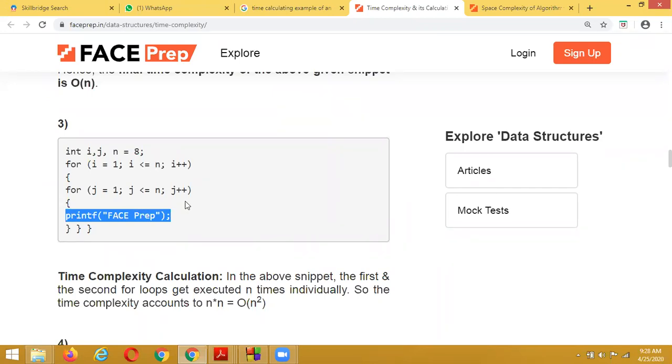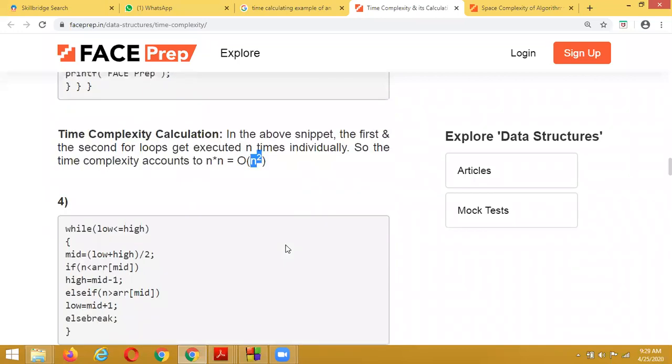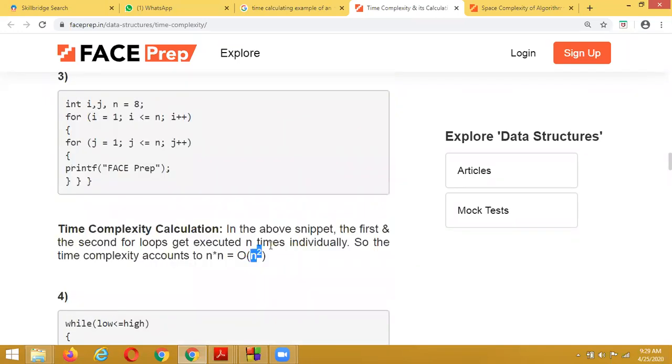A single for loop means n times. And here, a for loop within a for loop, that's why it is n into n. So for the time complexity of this particular statement, we are indicating it as O of n square. All of you got an idea of how and when we indicate O of n square.